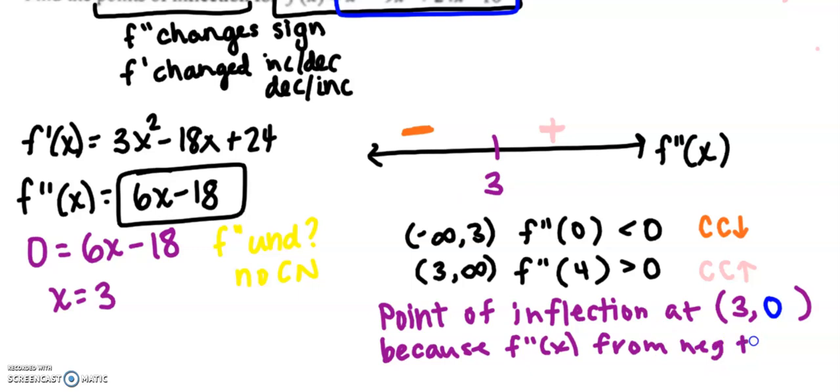Now, again, I chose to do this one based off of the second derivative. If I did something based off of the first derivative, I could say it would be because f prime changed from decreasing to increasing. We got to be really careful about our word choice.